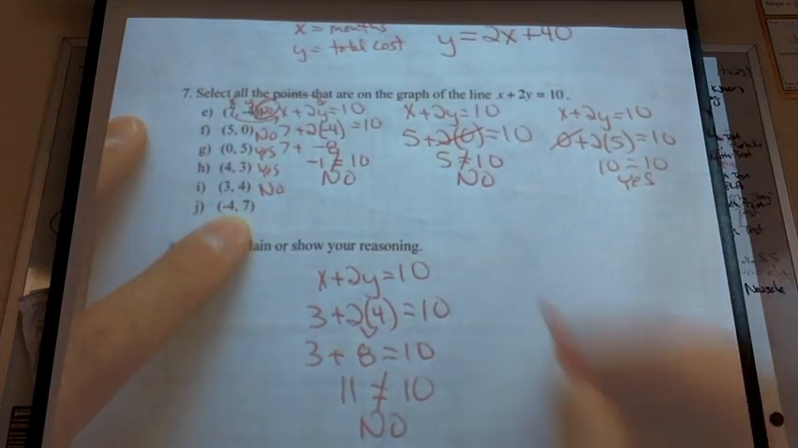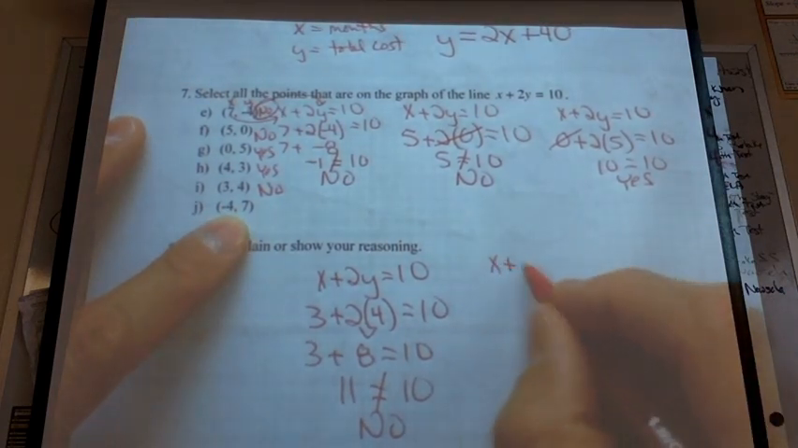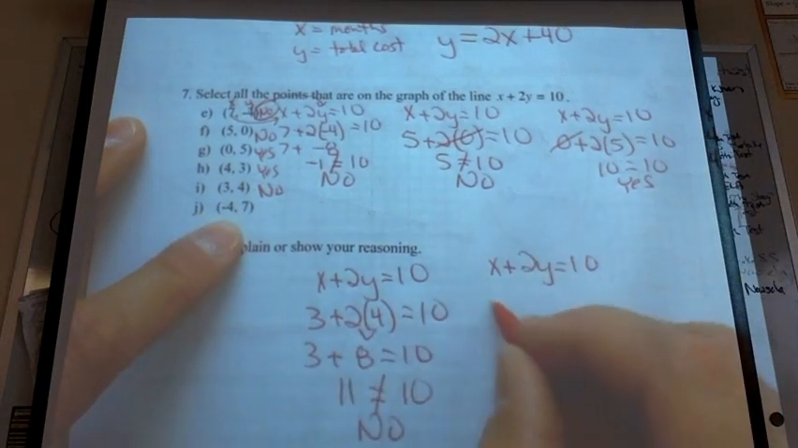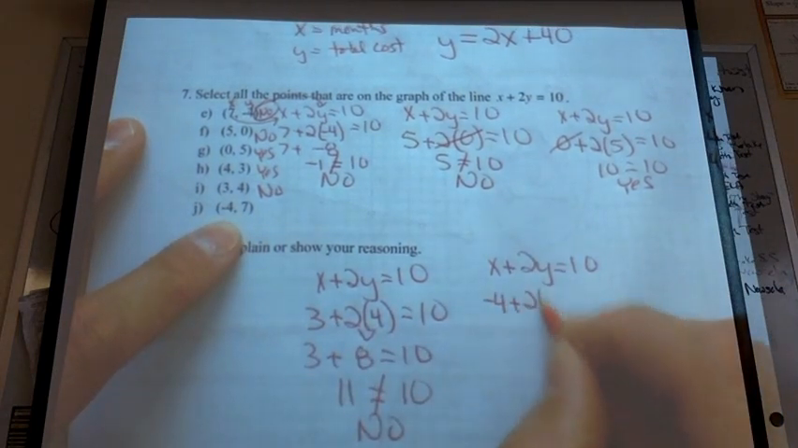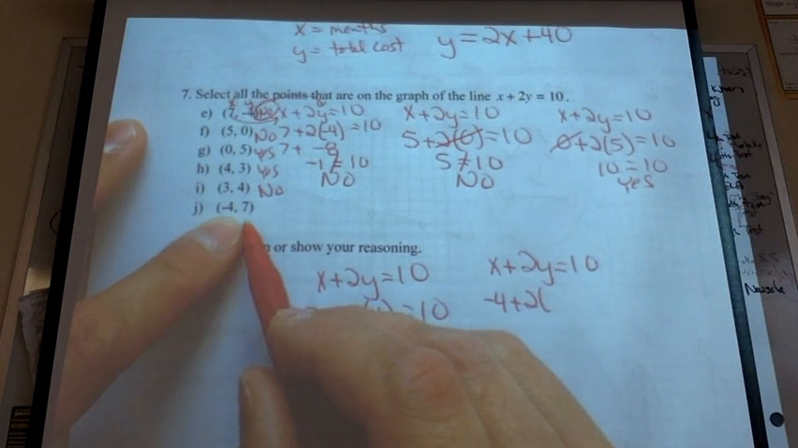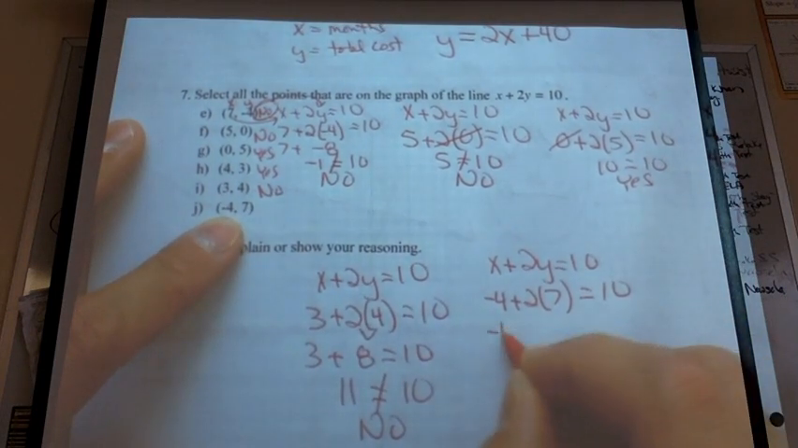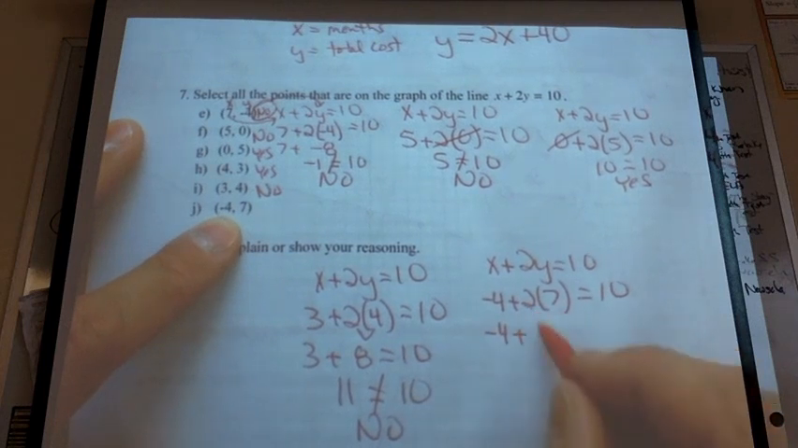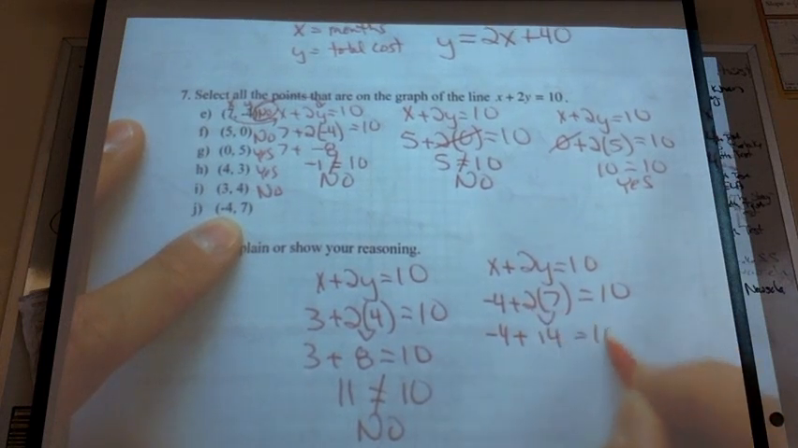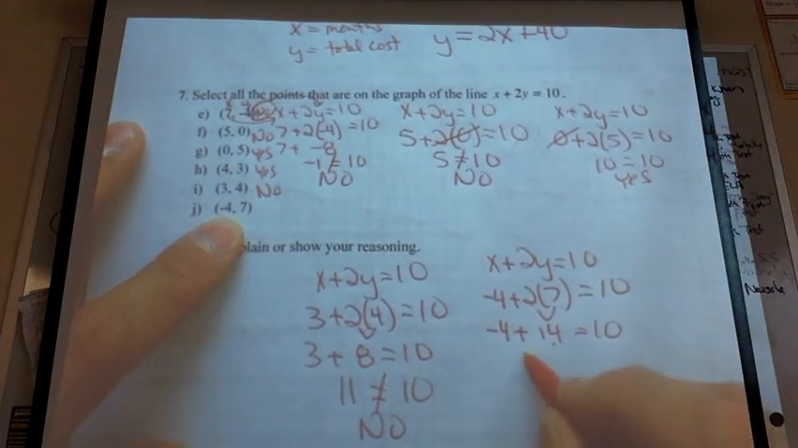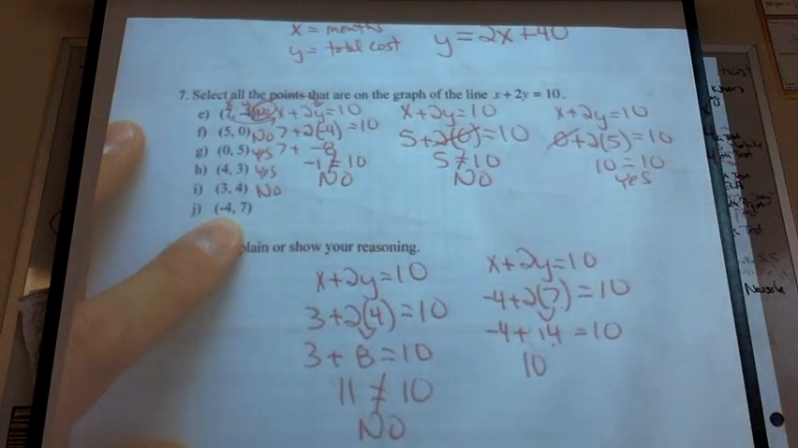And our last one, J, use the same equation, x plus 2y equals 10. We're going to substitute x with negative 4. So negative 4 plus 2 times our y value of 7 equals 10. So negative 4 stays the same. 2 times 7 is 14. Negative 4 plus 14, we have opposite signs. One's positive, one's negative. We subtract them, we get 10. And there's more positives than negatives. So 10 equals 10. Yes, this one works out.